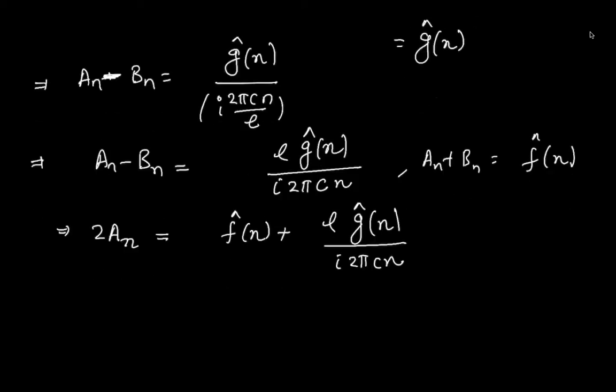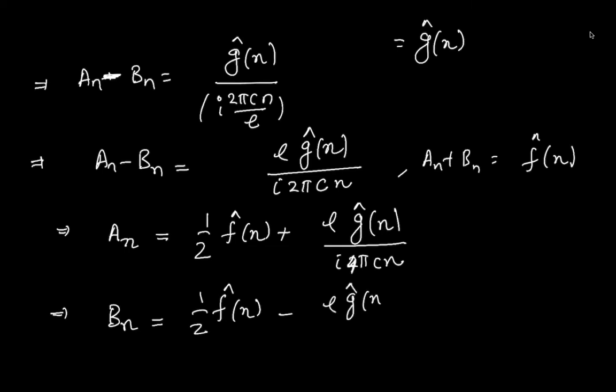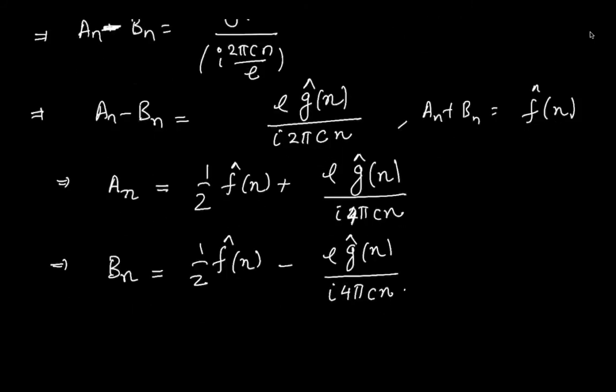Okay, and therefore, what is a_n? a_n is 1/2 of that. Similarly, you can calculate b_n. b_n you have to subtract them basically: f hat n minus that is going to be L g hat n. Okay, this is the a_n, b_n when n is not equal to 0.